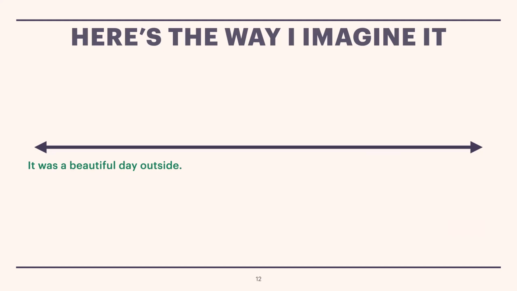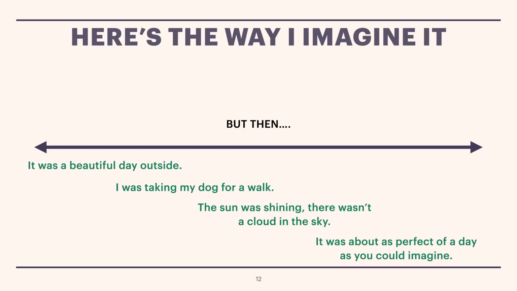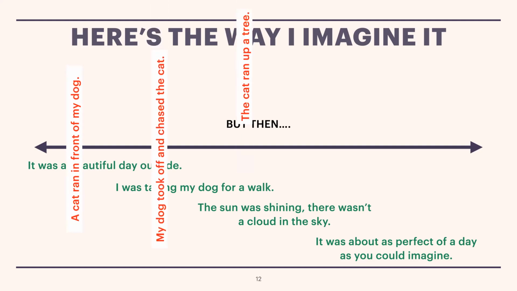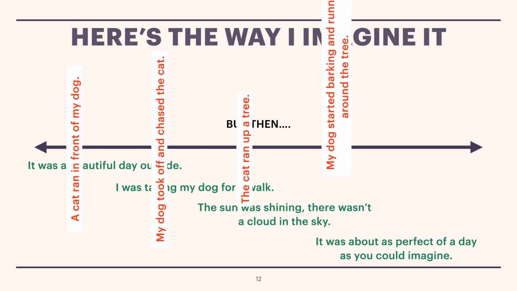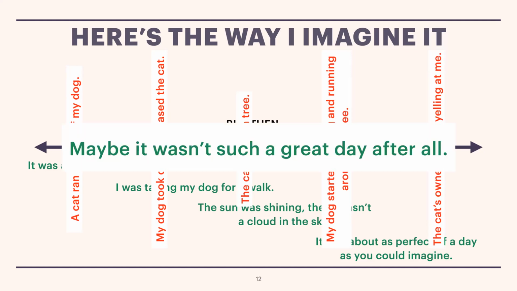It was a beautiful day outside. I was taking my dog for a walk. The sun was shining. There wasn't a cloud in the sky. It was about as perfect a day as you could possibly imagine. But then a cat ran in front of my dog. My dog took off and chased the cat. The cat ran up a tree. My dog started barking and running around the tree. And then the cat's owner started yelling at me. Maybe it wasn't such a great day after all.